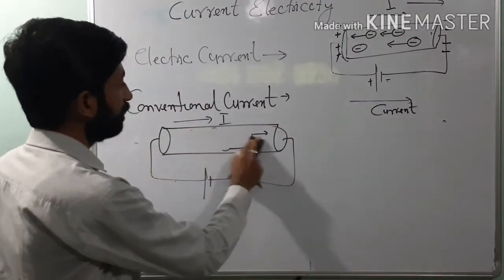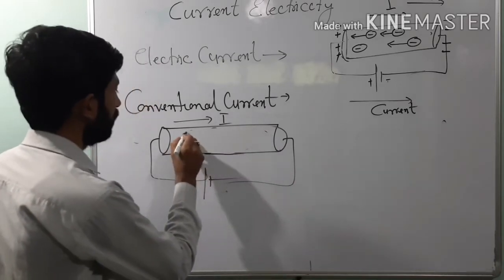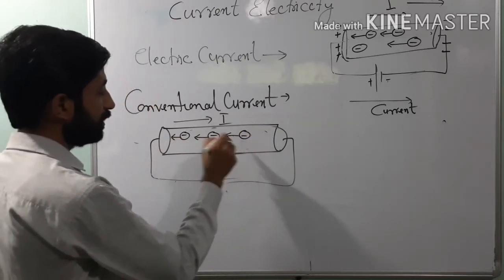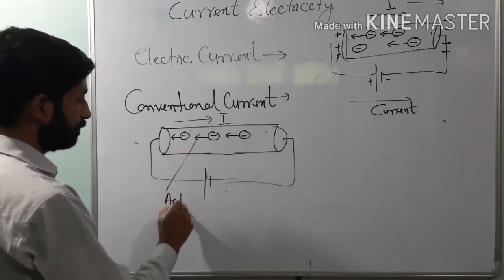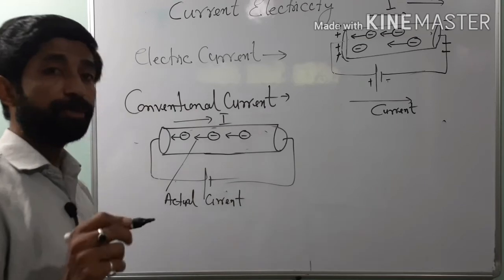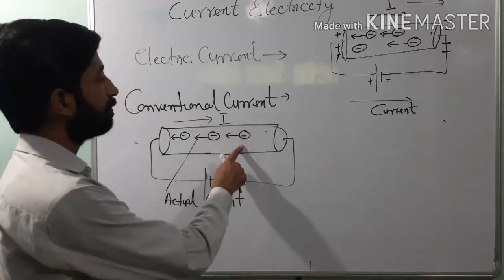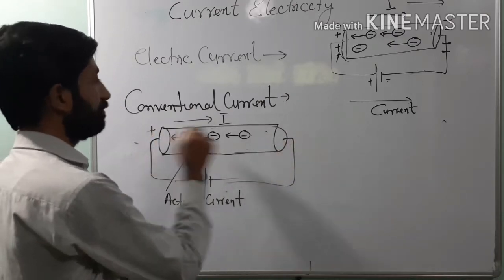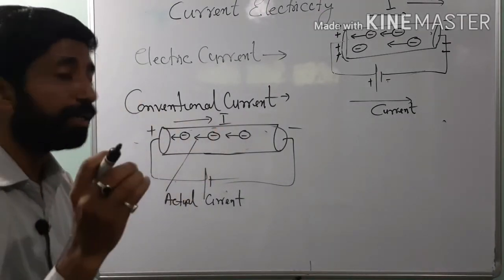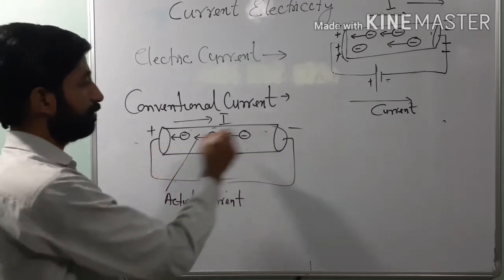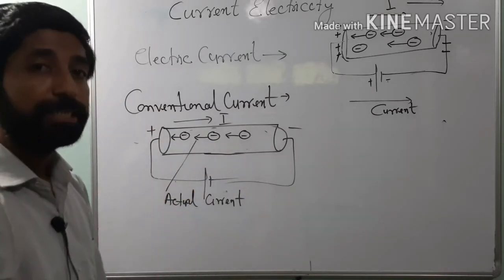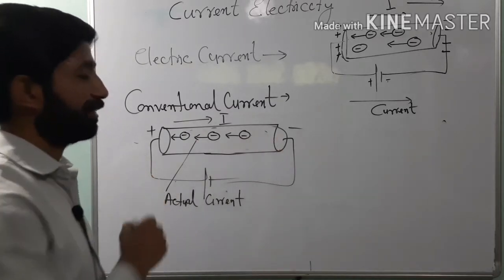In case of negatively charged particles, what happens? They are attracted towards the positive end, and this is known as actual current. In actual current, in case of conductors, the charged particles will flow from the negative end towards the positive end. So there is a little bit of difference between conventional current and actual current. In conventional current, the direction of charge flow is in the direction of current, but in actual current, the direction of current is opposite to that of the flow of charge carriers.